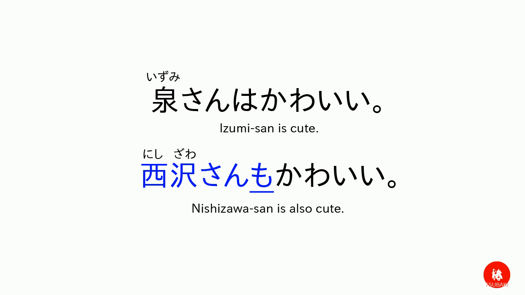So if we are talking about a certain topic, and some other topic also happens to carry the same properties or the same kind of discussion or content, then we can use the mo particle to say, as an English equivalent, also. For example, she is also pretty, or he is also smart, or things like that. Use mo as an equivalent to also.